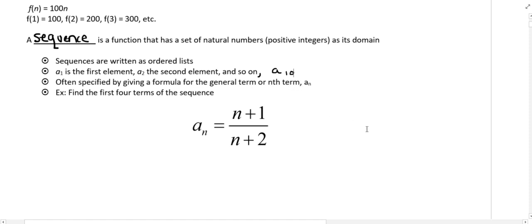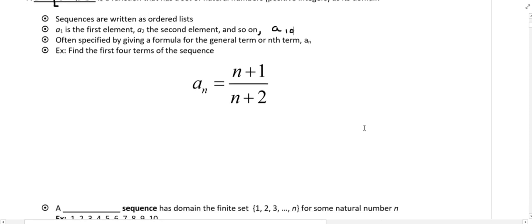So for example, let's find the first 4 terms of this sequence here. A sub n equals n plus 1 over n plus 2. If I want to find A sub 1 as the first term, I'm going to plug a 1 in for n. So this would be 1 plus 1 over 1 plus 2, and that would give me 2 thirds.